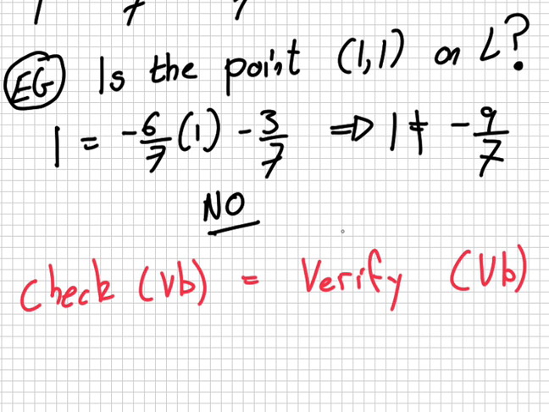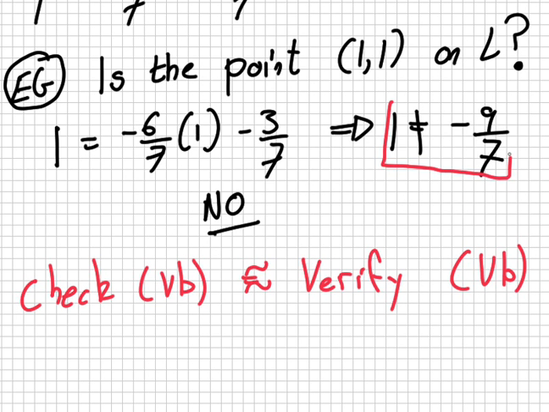How did you verify that (1, 1) is not on the line? Yeah, it all comes down to this part here. Because this is false. One does not equal this. They're different numbers. If you got something like 1 equals 3 over 3, then it would be true.